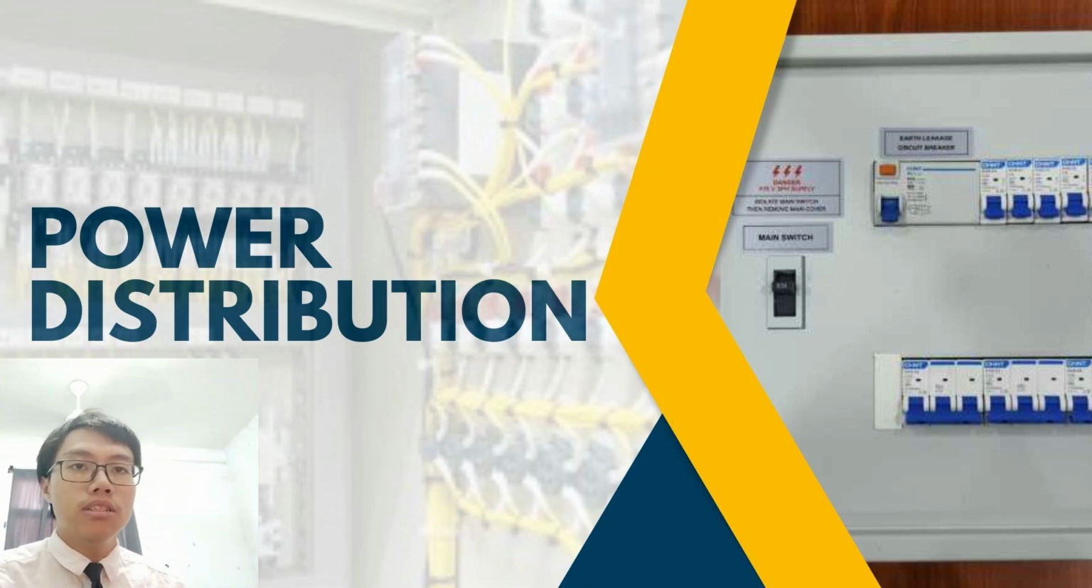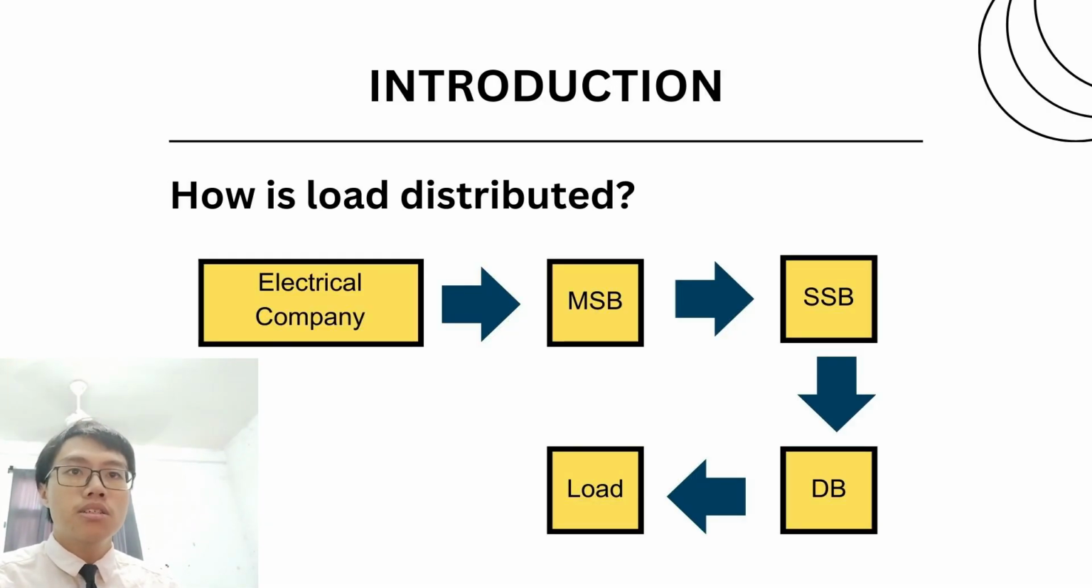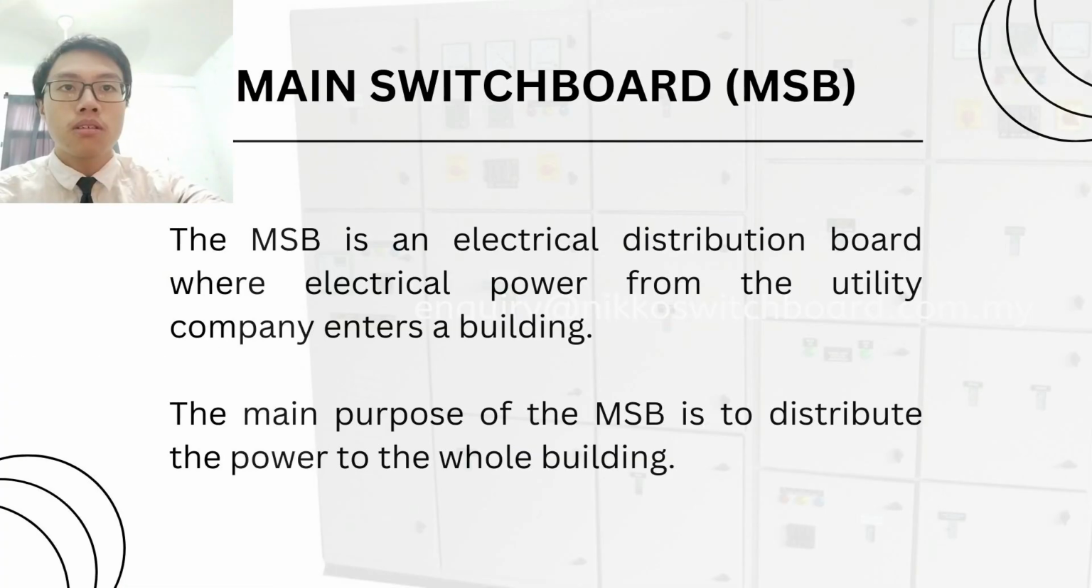Next, I'd like to talk about the power distribution of the system. So, how is load distributed? According to this diagram, the electrical company will provide electrical power to the main switchboard, MSB, and then the MSB will provide the power to the sub-switchboard, SSB. The SSB will then divide the power to various distribution boards, DB, and finally, it will reach the loads.